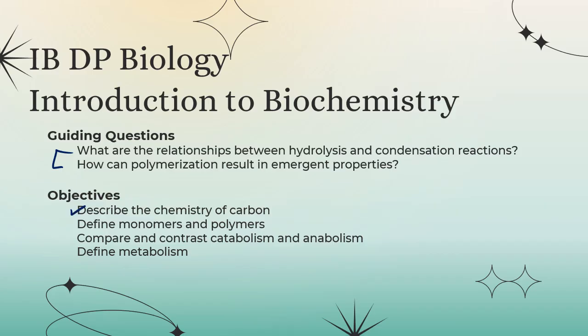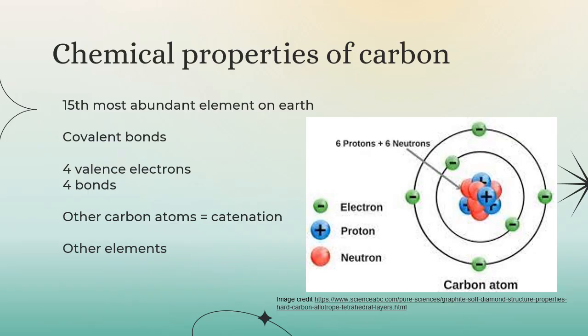We are going to describe briefly the chemistry of carbon. We're going to define monomers and polymers. We're going to compare and contrast catabolism and anabolism. We're going to wrap up with a look at metabolism.